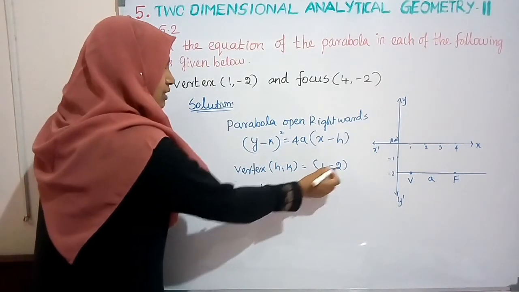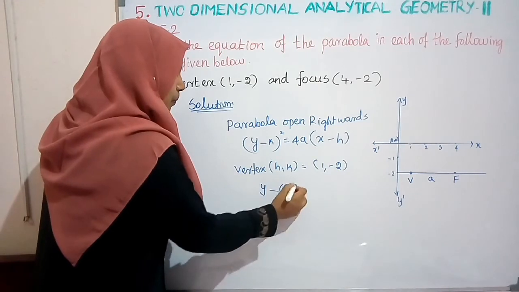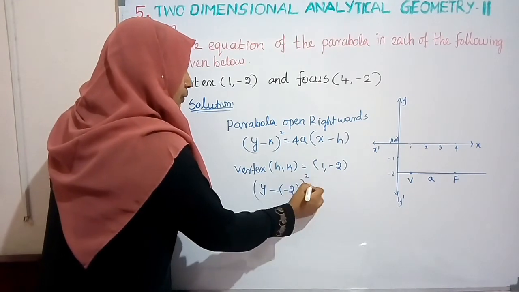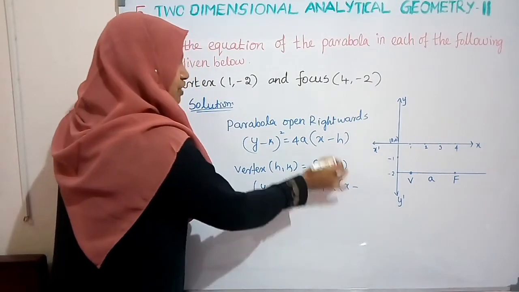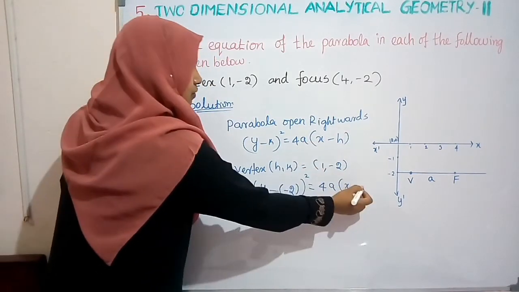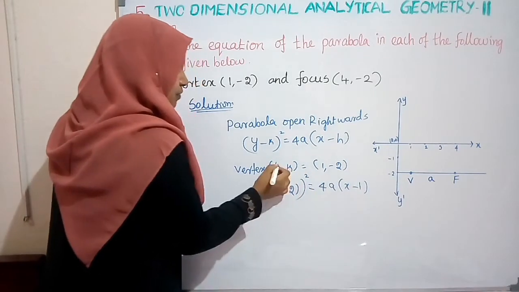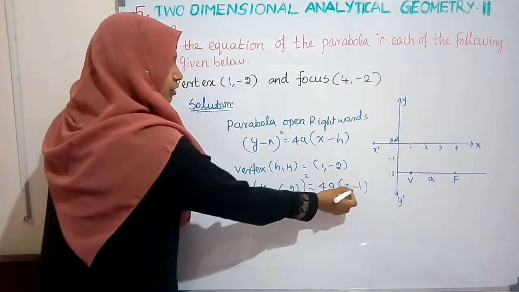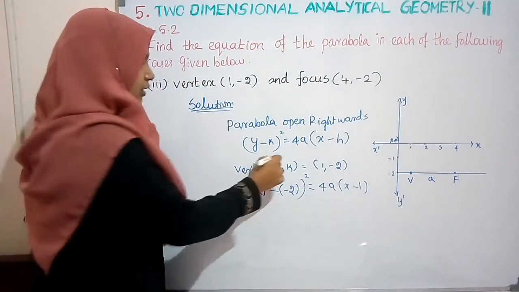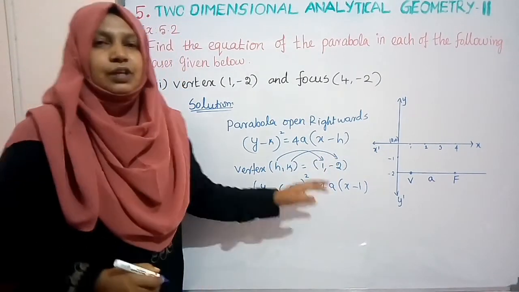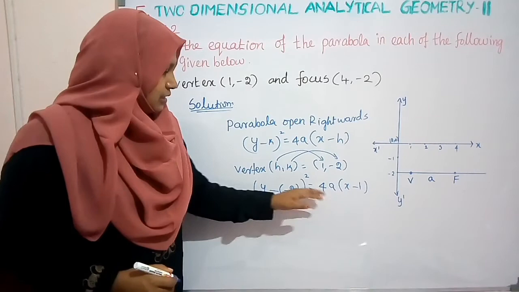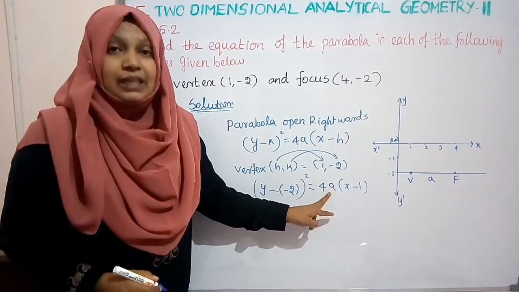It is y minus k, k value is minus 2, the whole square is equal to 4a into x minus h, h value is 1. Sorry, h value is 1. So we can write x minus 1. H is 1. K is minus 2. So we got the parabolic equation like this. Now we need the value of a.